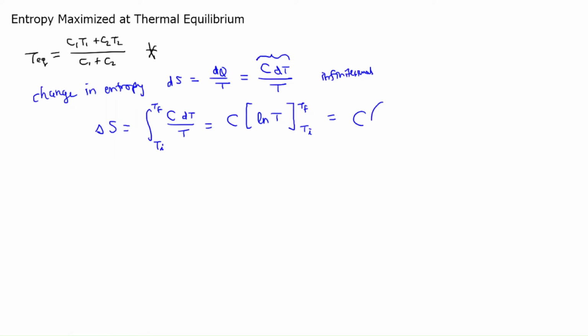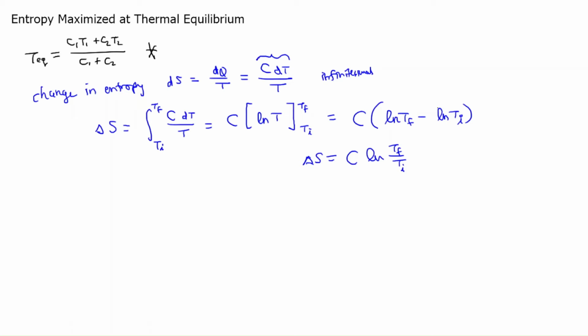So I end up getting C times the natural log, and when I evaluate between the limits, it's going to be the natural log of T final minus the natural log of T initial. Very often in physics and engineering, we write this as a single logarithm of that ratio: C times the natural log of T final over T initial.